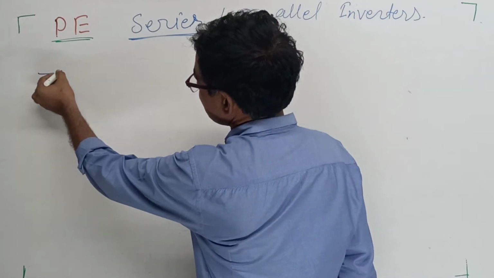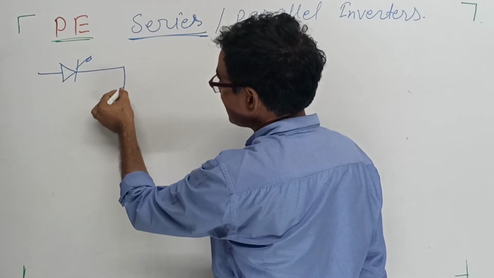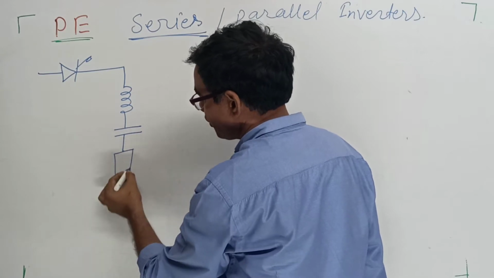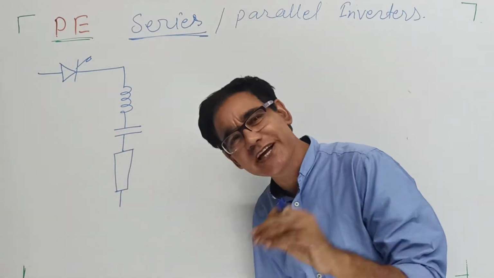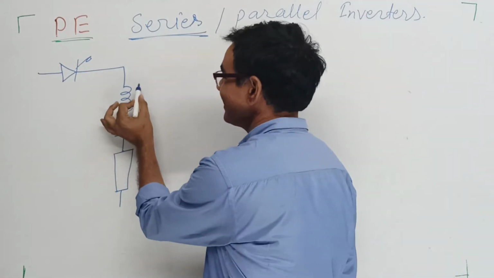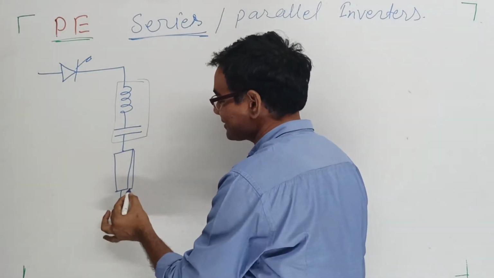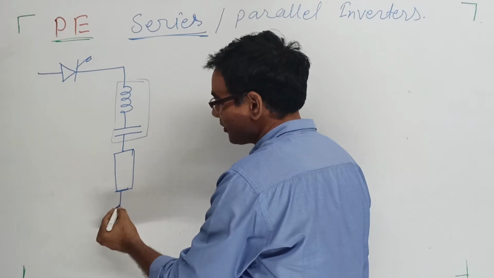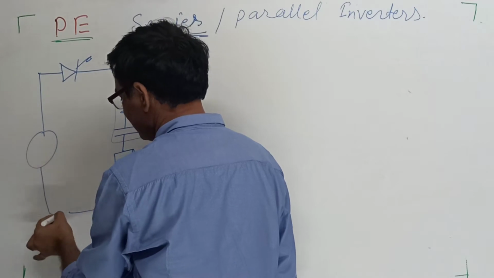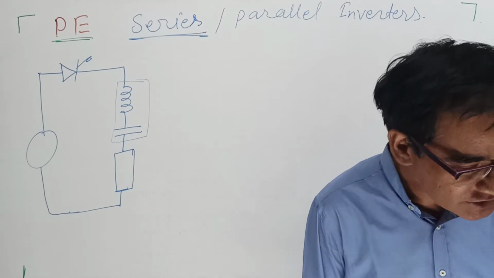Here we have the main thyristor, this is the inductor, this is a capacitor, and this is a load. The inductor and capacitor are the commutating elements, and this is the load. The commutating elements are in series with the load, that's why the circuit is known as a series inverter.